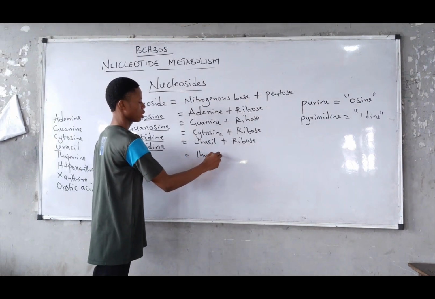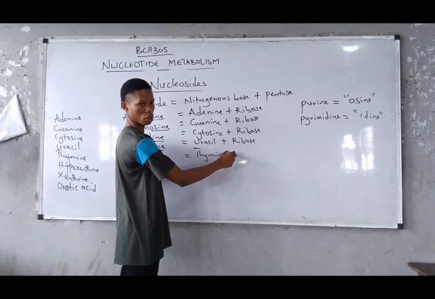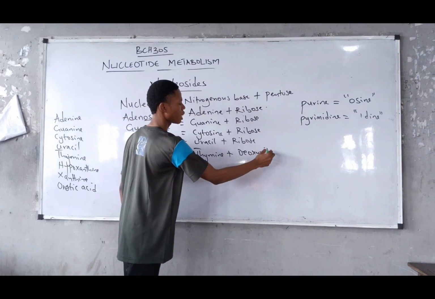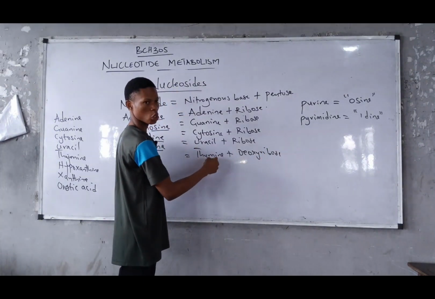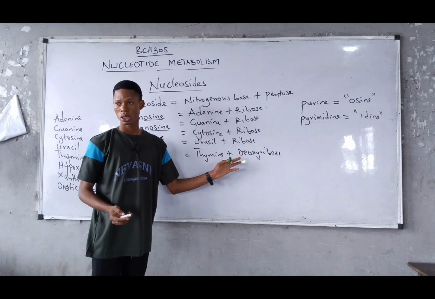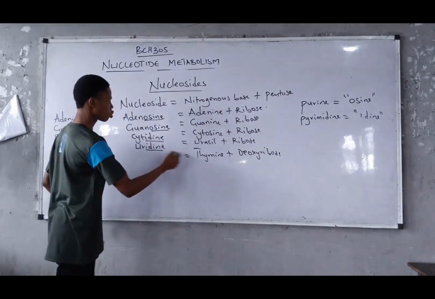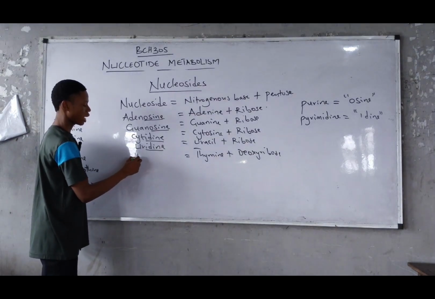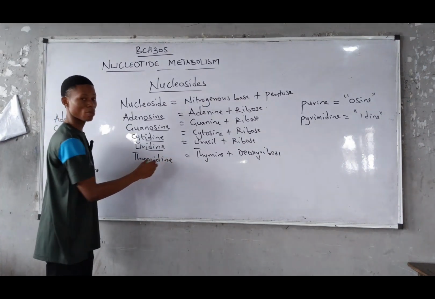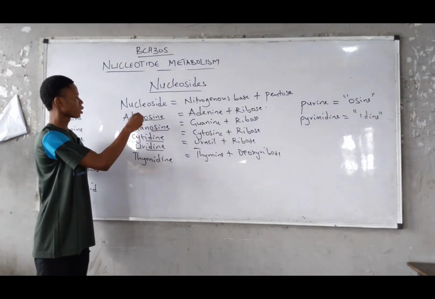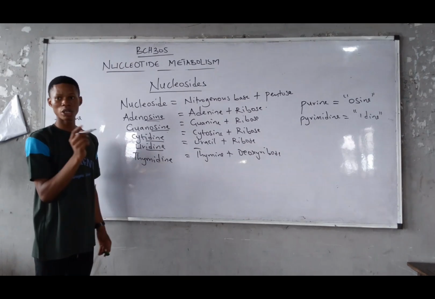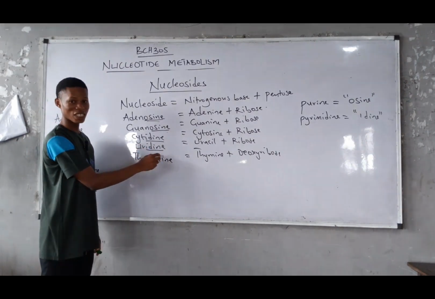Now if it is thymine plus what? Deoxyribose. Remember that thymine is found in DNA, and the sugar found in DNA is deoxyribose, not ribose. That's why we say thymine plus deoxyribose. What will be the name of the nucleoside? Thymidine, right? If you say deoxythymidine, you are not wrong. So what I'm emphasizing is that for the purines, the nucleoside ends with osine, while for the pyrimidines, the nucleoside ends with idine.